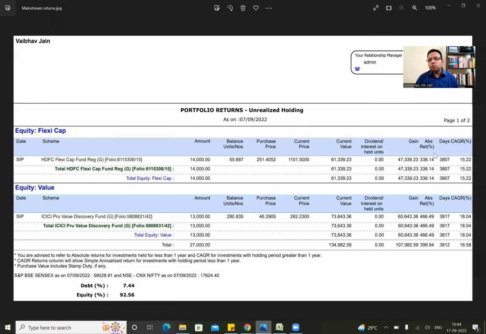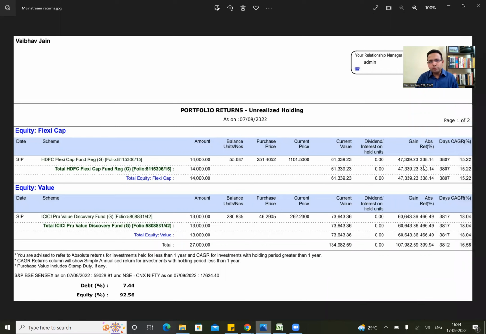Now look at the last two columns. They will show you the absolute returns, days, which we'll use later, and CAGR. Now, what is absolute returns? Absolute returns is nothing but your total gains divided by your total investments. So it will be 47,000 divided by 14,000, and it comes out to be 338%.